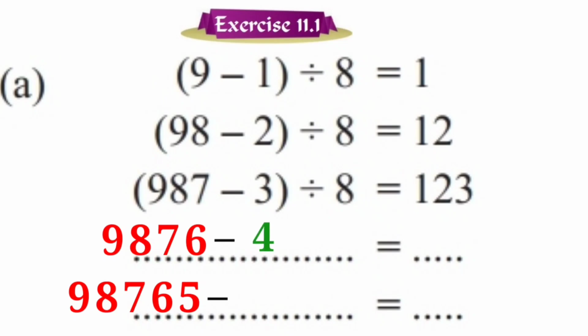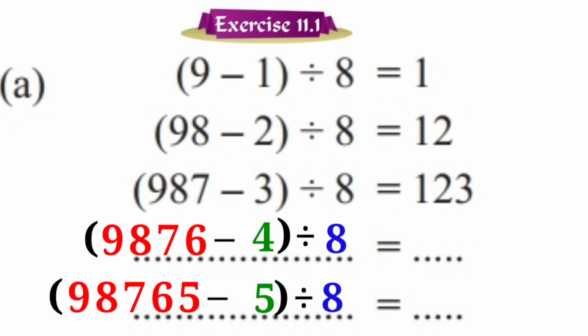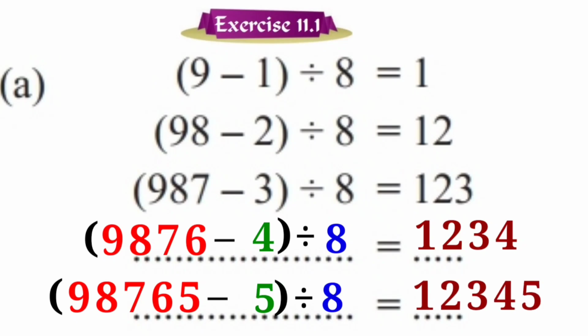So we will write 4 and 5. The next part is unchanged. On the other side of equation, the next number is written along. So this way we can complete the pattern.